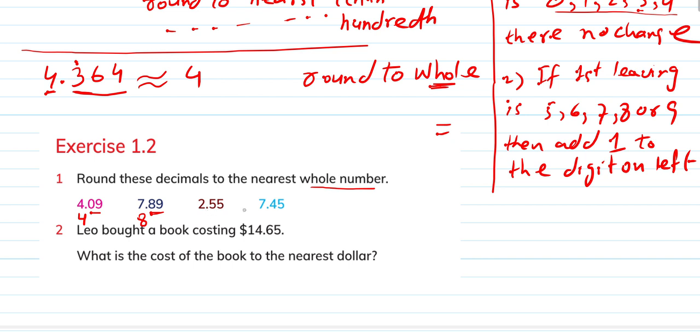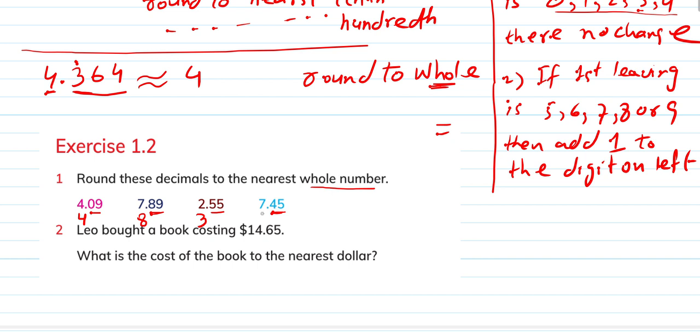Now, what about this one? You have to round to the whole. Look, you have to leave the decimal part, and what is the first leaving? This is the first leaving. First leaving is 5. If it is 5, 6, 7, 8, 9, you will add 1. 3, yes?